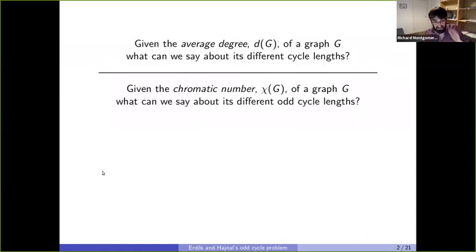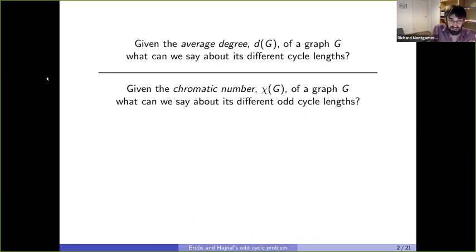Whenever I say different cycle lengths in graphs, I don't want to consider how many cycles there are of each different length. All I care about is, given a certain length, are there any cycles of that length? To find any cycles, I need to impose some conditions on the graph, and perhaps the most natural one is an average degree condition. If I tell you the average degree of a graph and absolutely nothing else, nothing to do with the number of vertices or any structural properties, is it possible to say anything about its different cycle lengths?